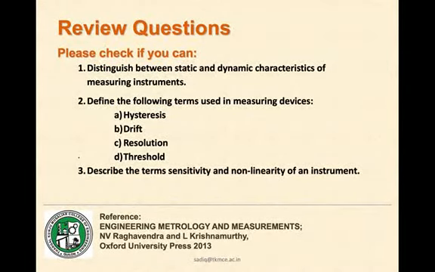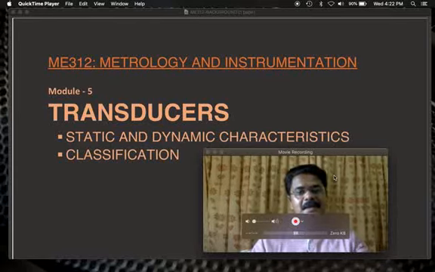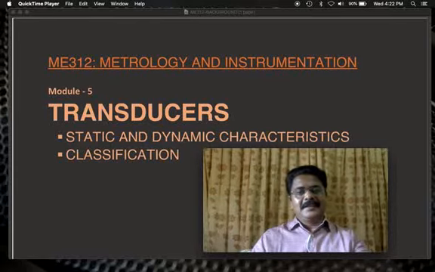Now it's time for a review. Please verify if you can distinguish between static and dynamic characteristics of measuring instruments. Can you define the following terms: hysteresis, drift, resolution, threshold, etc. with suitable examples? Can you describe the terms sensitivity and non-linearity of an instrument? If it is yes, good. Otherwise, please go back and check and learn it, and let us proceed to the next session of dynamic characteristics once you complete that part.